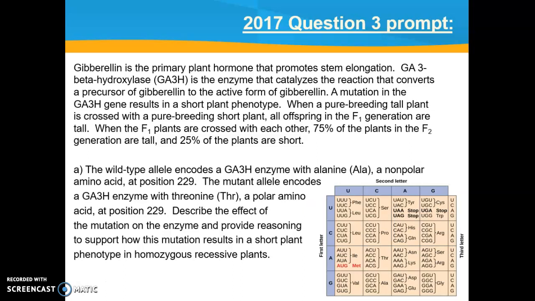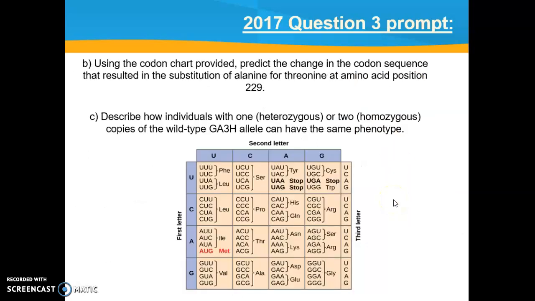What is that going to do to the shape of the enzyme? We know that if there's one little substitution of an amino acid like this, it's going to change the shape of the enzyme. Okay, so that's going to be your effect. Describe the effect: the enzyme will change shape and not function. And then the reasoning, how this mutation results in a short plant. Well, if the enzyme is not working, it's not going to be able to create gibberellin. And if there's no gibberellin, the plant will not grow, right? So it's like a chain reaction. So that's what part A was looking at.